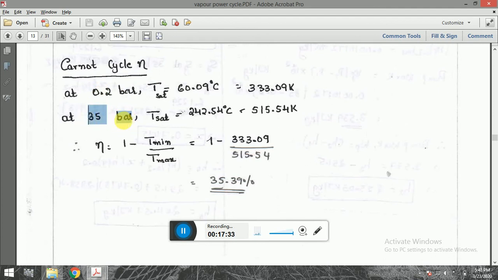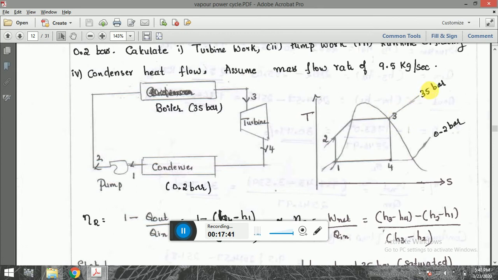So we know that the pressure of the boiler is at the top part of the Rankine cycle. You can look here: 35 bar gives the maximum temperature, T max. Where does the lower temperature lie? The temperature is lower at the pressure in the condenser, that is 0.2 bar. So the maximum and minimum temperatures can be found by using 35 bar and 0.2 bar.